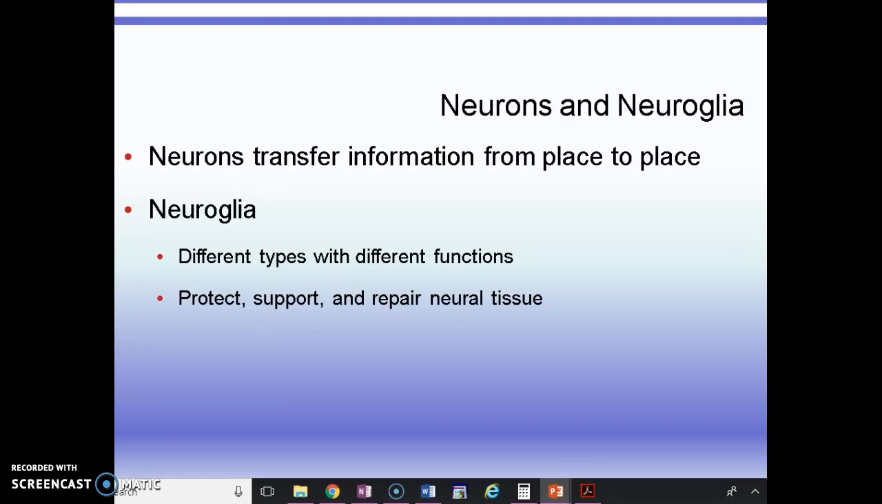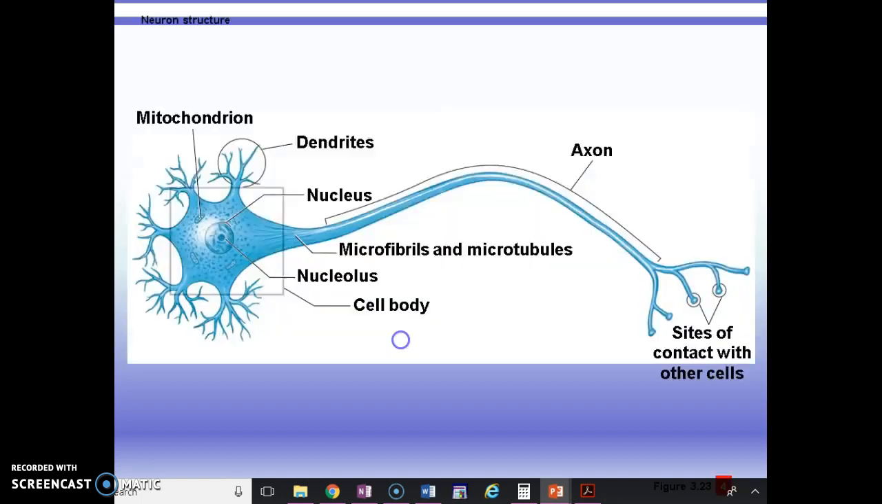There are 4 different types of neuroglia, and what they'll do is they protect, they repair, they support, they provide nutrients, take away wastes, and in other words, allow the neurons to exist. Here's a typical neuron with a cell body, multiple dendrites branching out of the cell body, and one single long axon, and the action impulse travels from the cell body out the axon to the end.